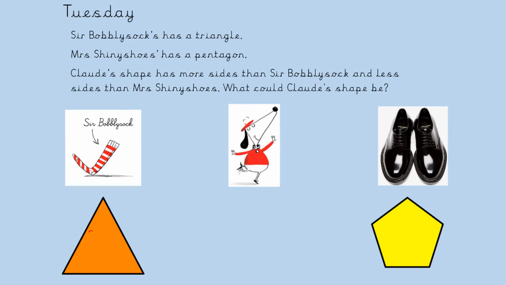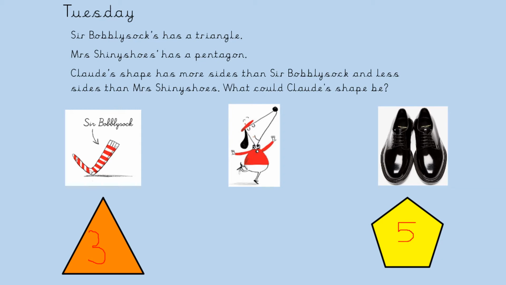Let's write that on the triangle so that we know. How many sides does a pentagon have? Let's count them. 1, 2, 3, 4, 5. A pentagon has 5 sides.